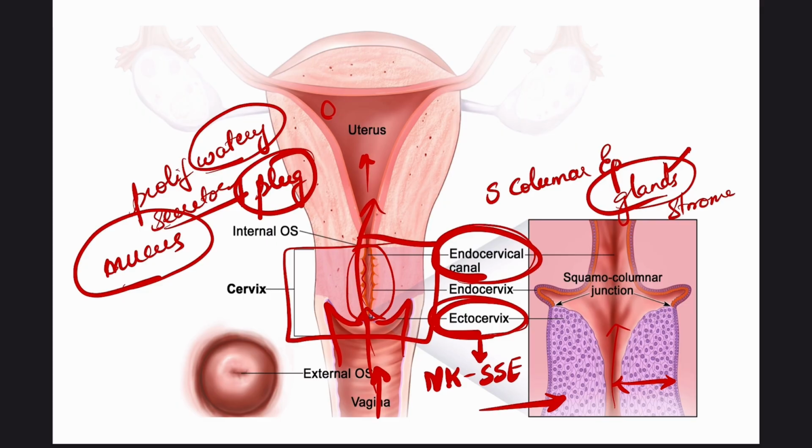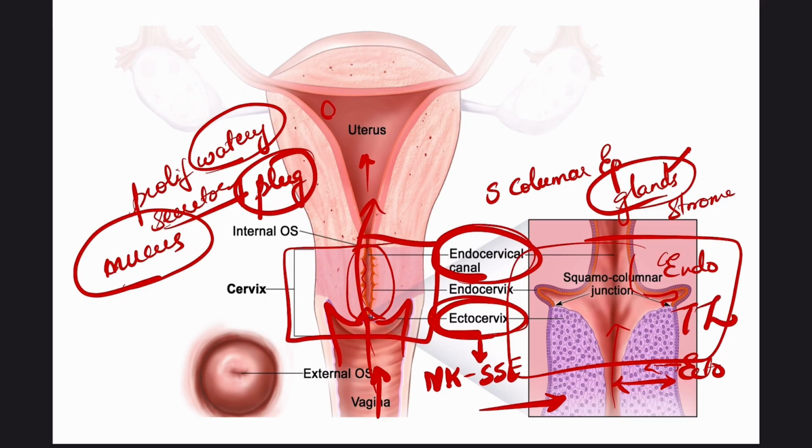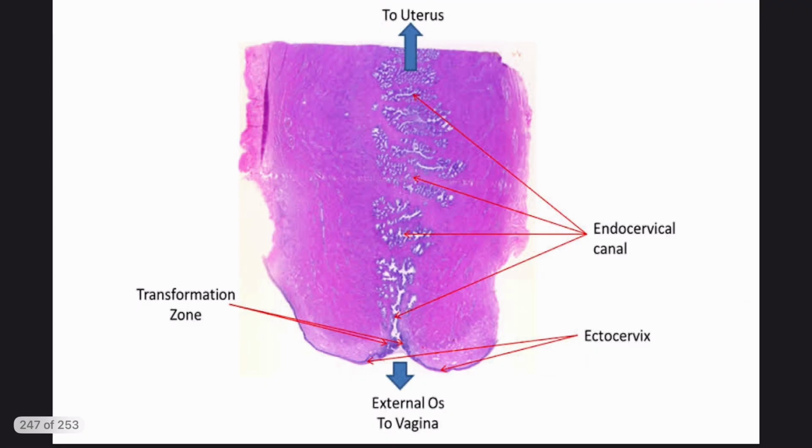In this image, it shows you the stratified squamous epithelium of the ectocervix, and here there is a sudden transformation into the columnar epithelium of the endocervix. This zone where it is transforming from ecto to endo, from stratified squamous to columnar epithelium, is called the transformation zone. So this is the histology slide of the same.